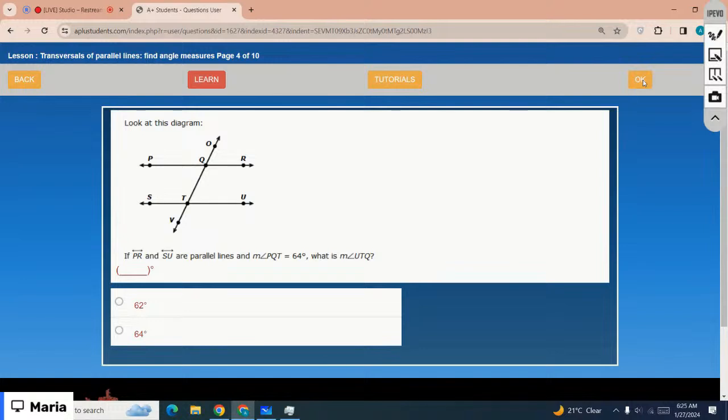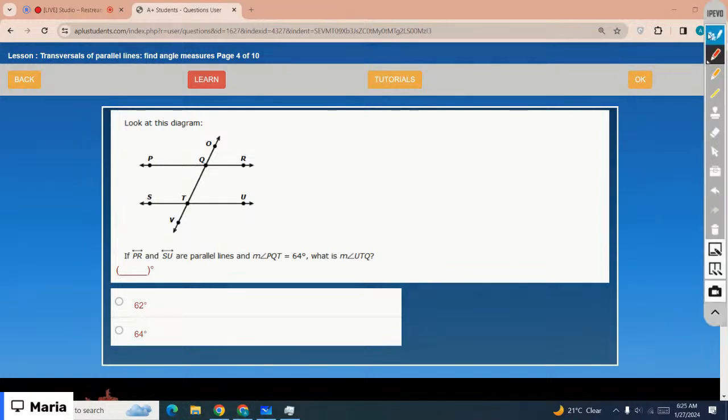Look at this diagram. PR and SU are parallel lines. Measurement of PQT is 64. What is the measurement of UTQ? Which is the correct option? UTQ is 64 degrees. The correct option is 64.